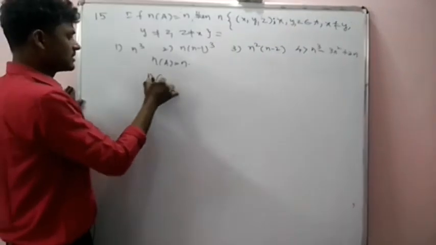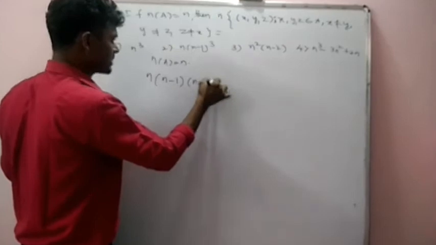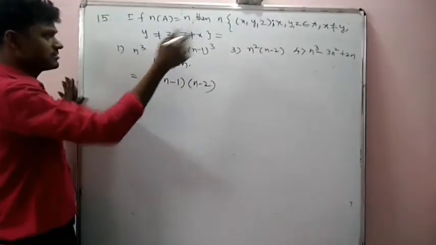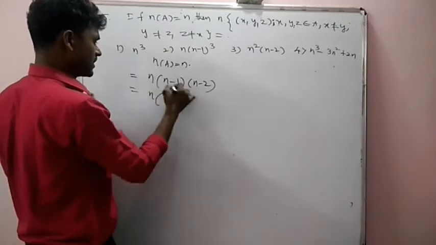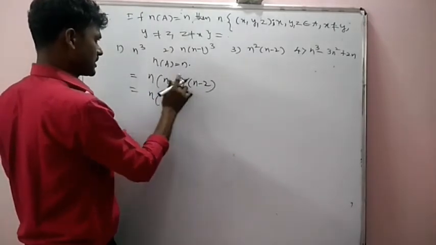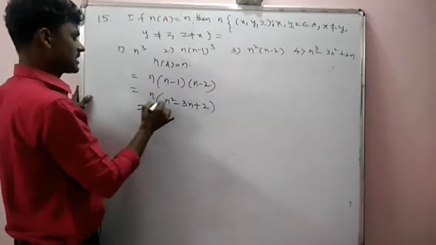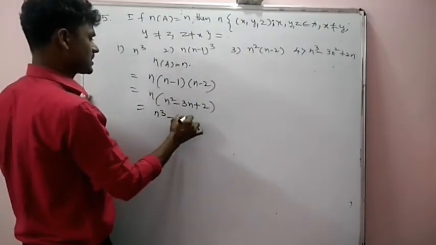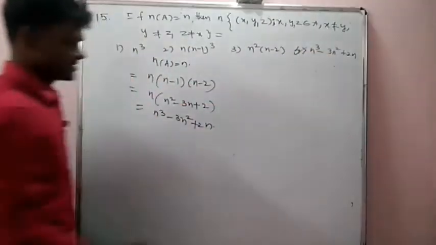Here for x you can take n choices. For the next one, n minus 1. For the next one, n minus 2. These are 3 distinct elements, so 3 different choices, and you multiply them: n into n minus 1 into n minus 2. Multiplying out, n cubed minus 3n squared plus 2n. Which option? The fourth option is correct.